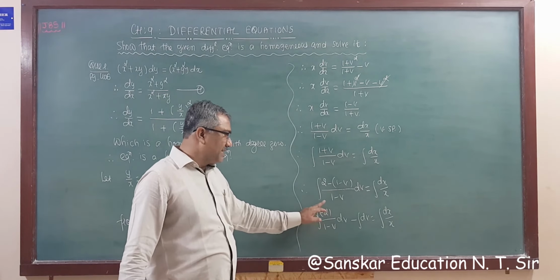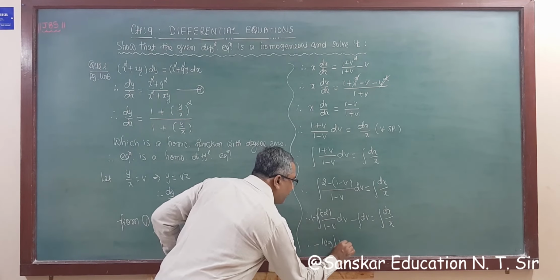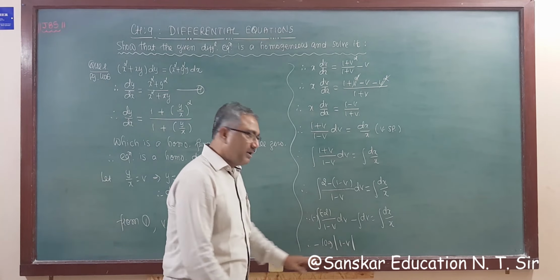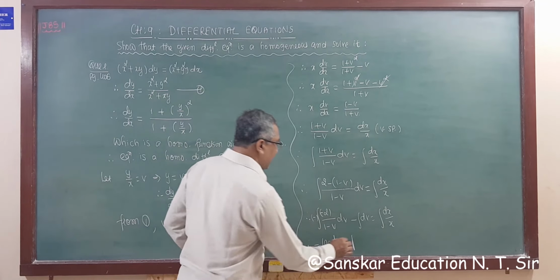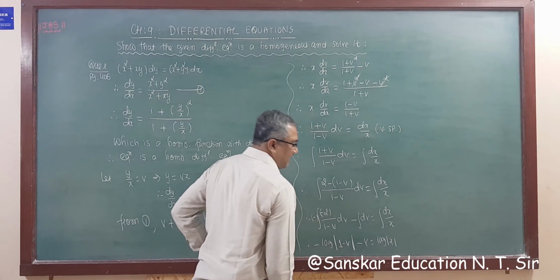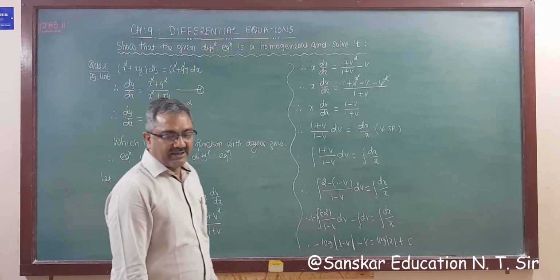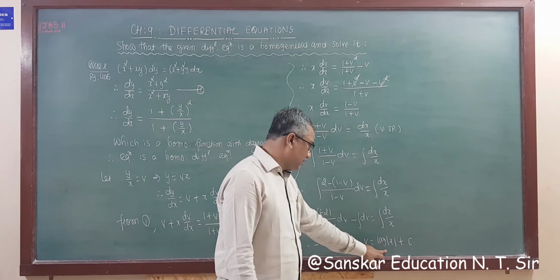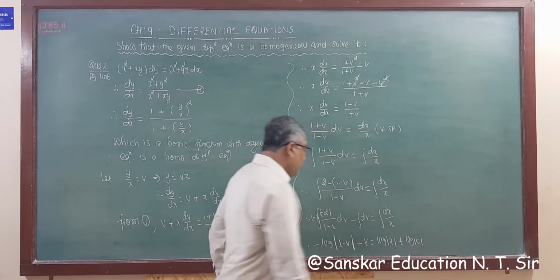So derivative of the denominator is in numerator. So we get minus log mod 1 minus v. See, I am putting the modulus sign bigger because this is 1. Either you have to write 1 like this, right? 1 minus v minus v is equal to log mod x plus c. I am writing plus c, and if you want to write plus log c, then you can write, because this is log, this is log. So if you want to put, then write log mod c.